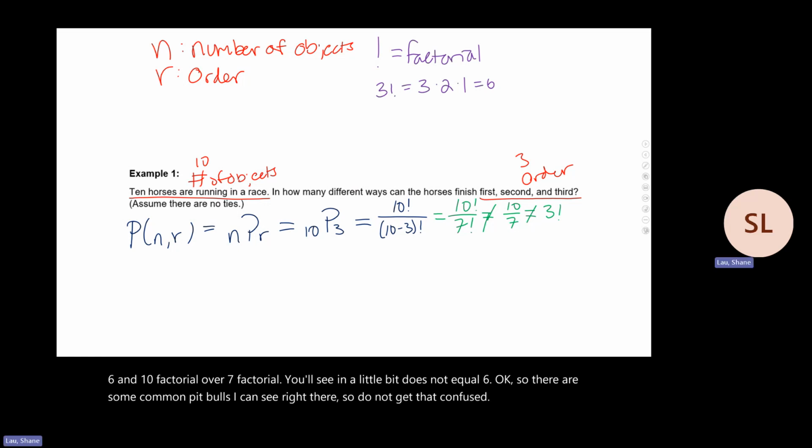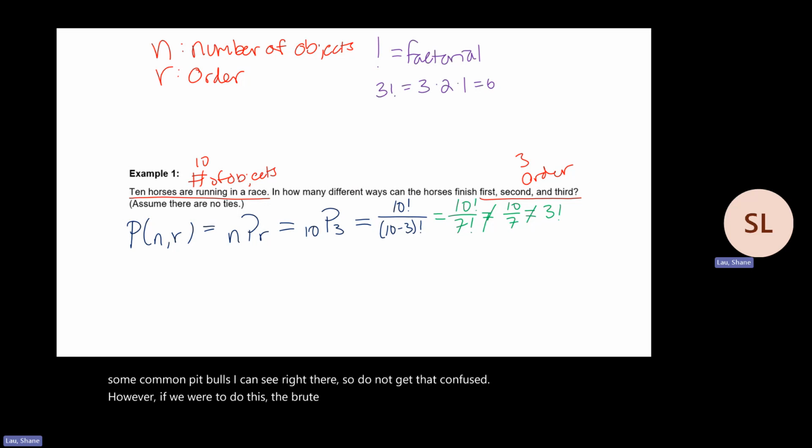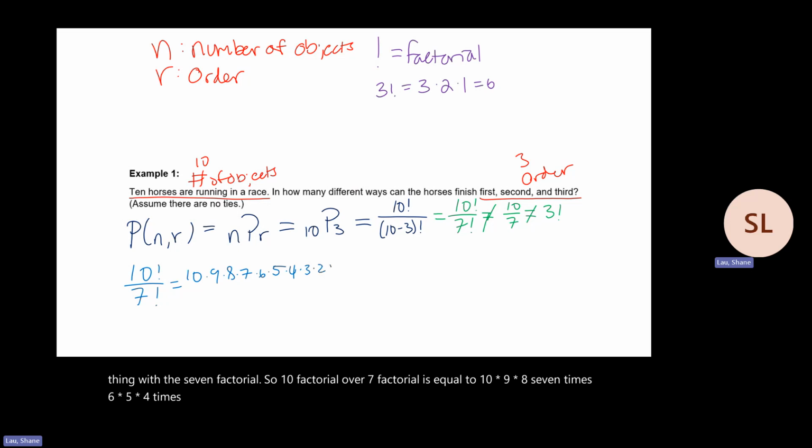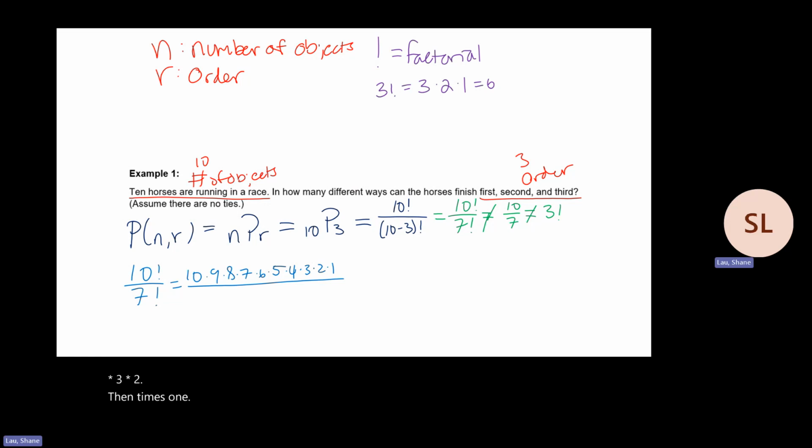However, if we were to do this the brute force way, we're going to take this 10 factorial, multiply it all the way out, right? Just like how we did with that 3 factorial, and do the same thing with the 7 factorial. So 10 factorial over 7 factorial is equal to 10 times 9 times 8 times 7 times 6 times 5 times 4 times 3 times 2, then times 1. Same thing for our 7: 7 times 6 times 5 times 4 times 3 times 2 and times 1.